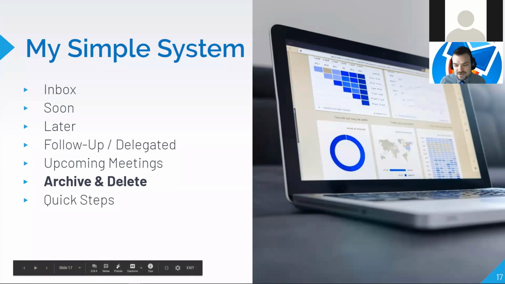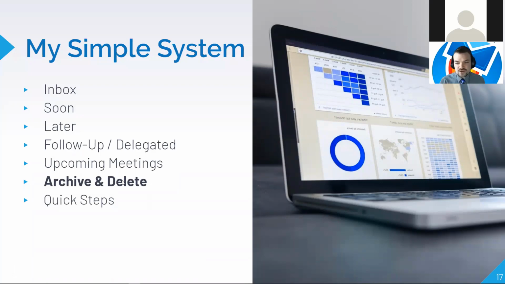And then the archive and delete. I delete and archive so many emails. Just use the search feature. Forget about everything else. If you need to file it in folders, use the quick steps. But the more you archive and delete, the lower your inbox's number is going to be and the less stress you're going to have. So if you're not sure what to do with it, archive it. If you were like, man, I probably will never need this again, just delete it. Get it out of your inbox.